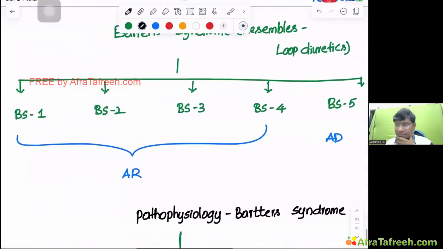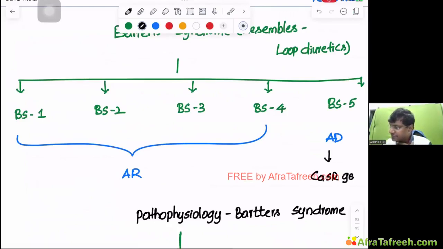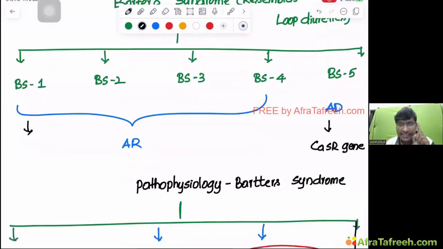So Bartter syndrome resembles the loop diuretics, where the problem is in the thick ascending limb of loop of Henle. Type 1 to type 4 are autosomal recessive, whereas type 5 is autosomal dominant. And you need to know what is the gene mutated in type 5. That has been asked once. That is the CASR gene that is mutated in type 5. Okay, whereas the others are not required much. You can remember type 1, that is SLC12A1. This is the gene mutated.